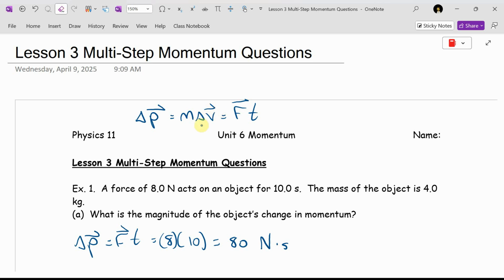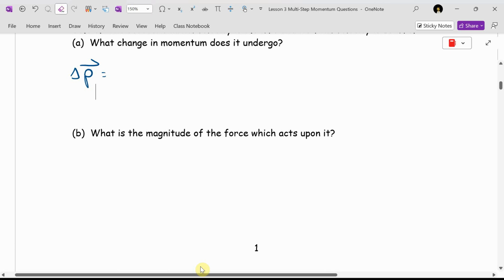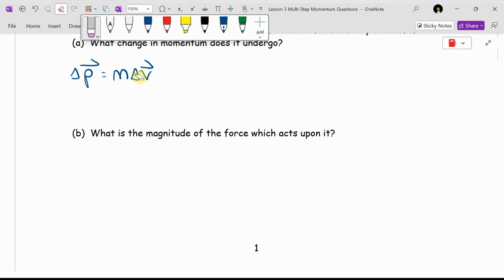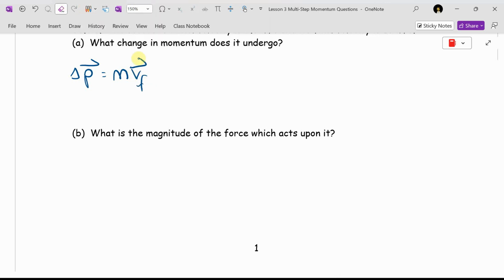What's change in anything? Read the question. Did they give you a V final? Did they give you a V initial? Ding, ding. Okay, now I know which version. See how I put that together? I'm going to use this version. Don't write this down. I'm going to think that, except what did you tell me change in anything was? So I'm going to write MV final minus MV initial.